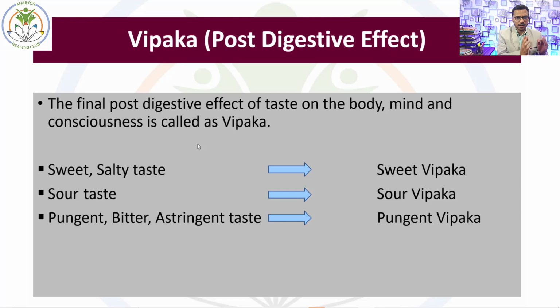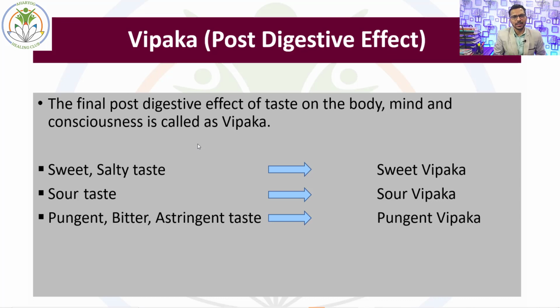So we saw there are six tastes, and for the six tastes there are only three vipakas. For example, sweet or salty taste gives sweet vipaka. Sour taste gives sour vipaka. Pungent, bitter and astringent taste gives pungent vipaka.